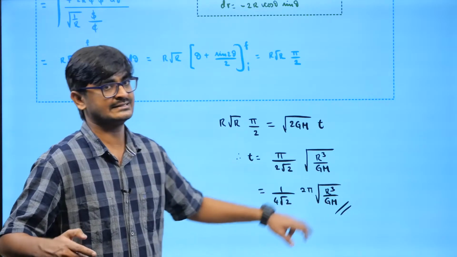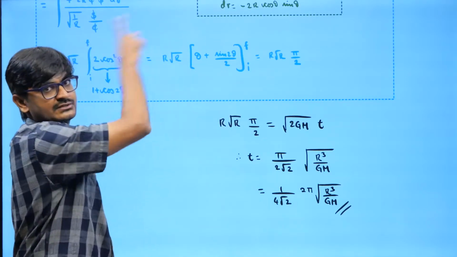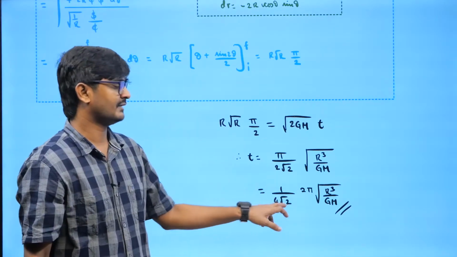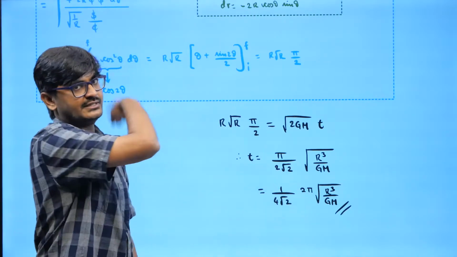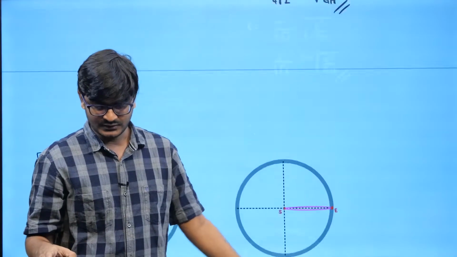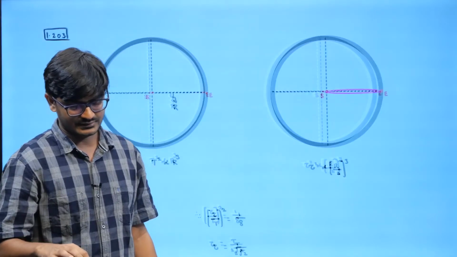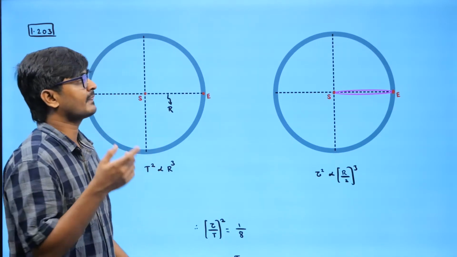What is this? This is the actual time period of the earth when it was rotating in circular motion. So it is 1 by 4 root 2 times of actual time period of the earth when it was rotating in circular motion. But we can avoid all these things if we have understood Kepler's laws.